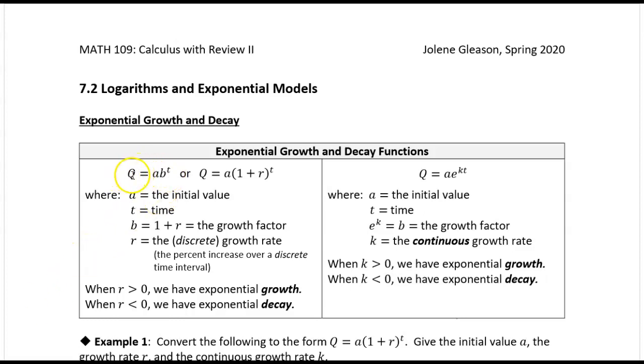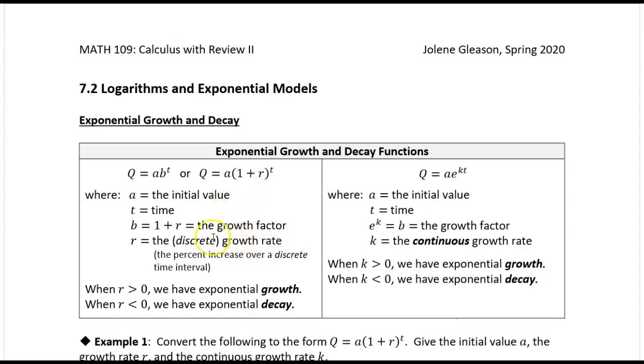You learned that you can express exponential growth and decay in this form, q equals a times b to the t, where b is the growth factor, and b also can be expressed as 1 plus r, where r is the growth rate. The r given in this form of the equation is a percent increase over a certain time interval. Okay, a discrete time interval, one of those discrete time intervals.